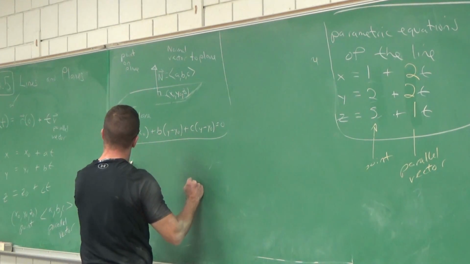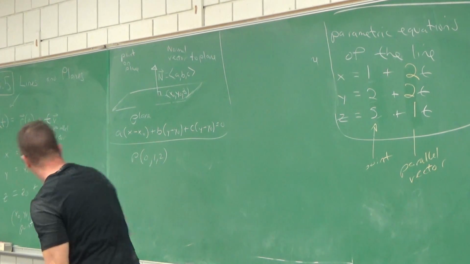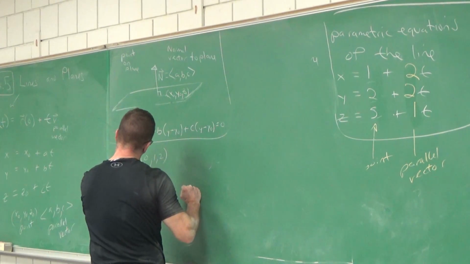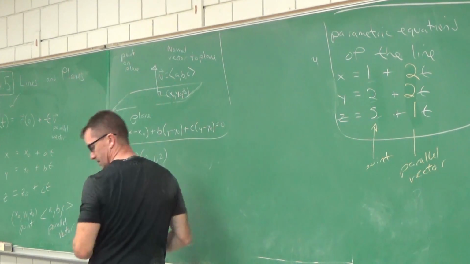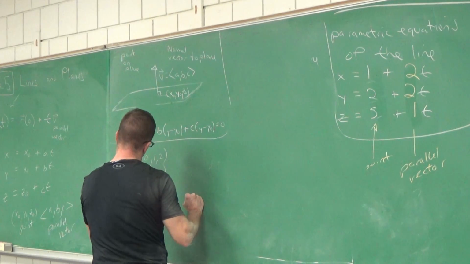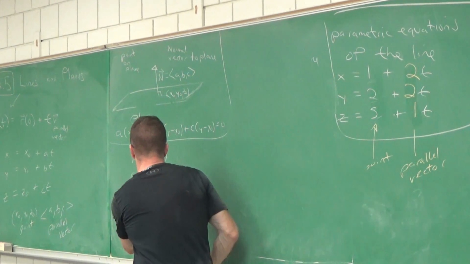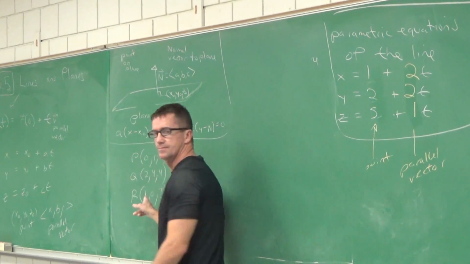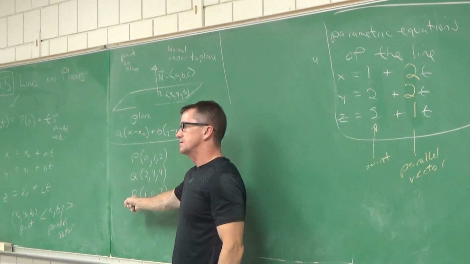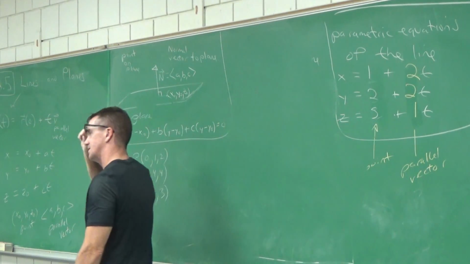Here's P: 0, 1, 2. Q: 2, 4, 4. R: 1, 0. I'll make this a 3. 3 points on a plane. Can you find the equation of the plane?